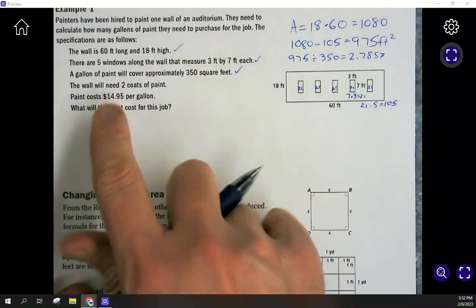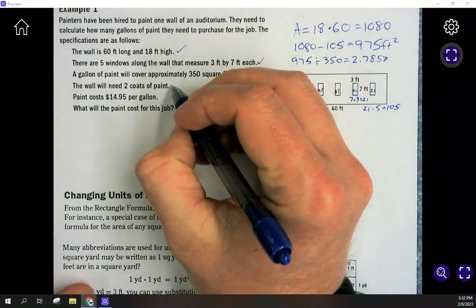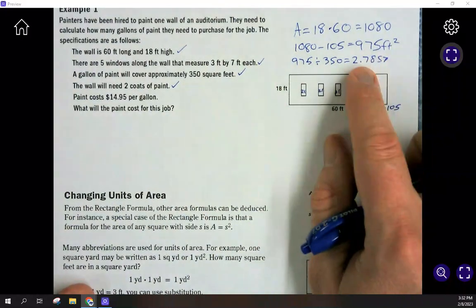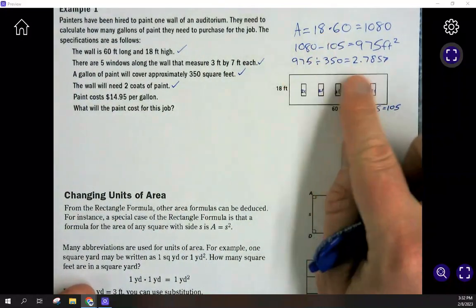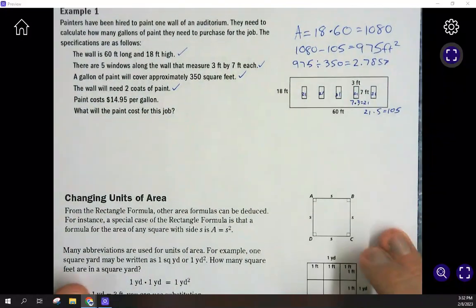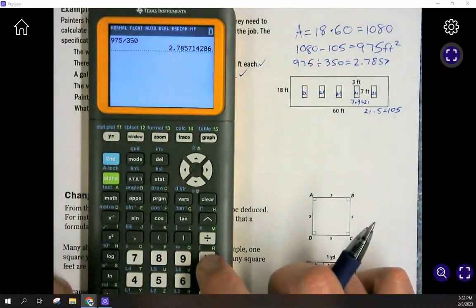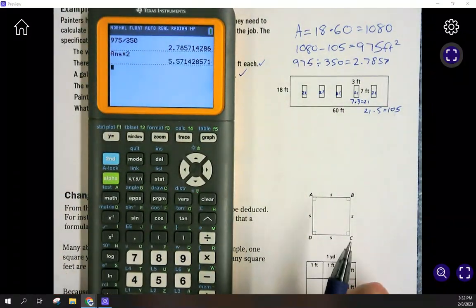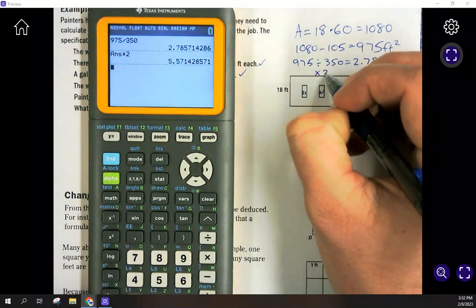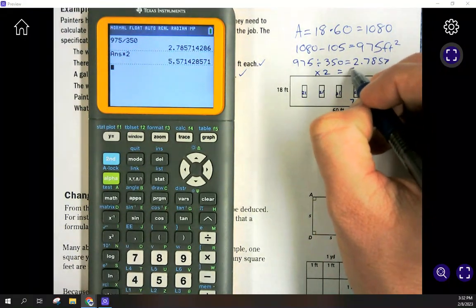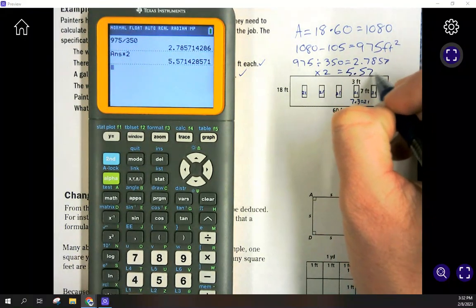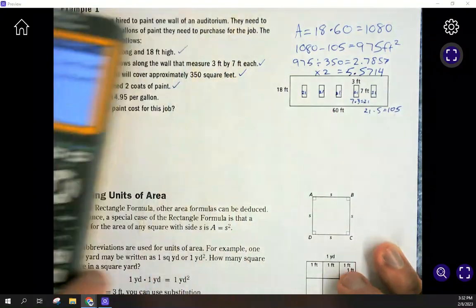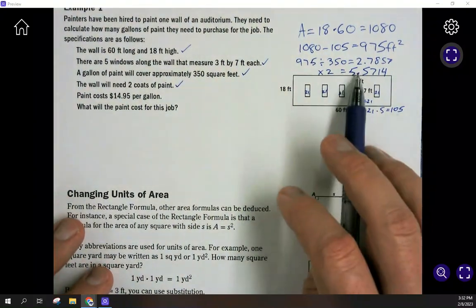But then they give you more information. The wall is going to need 2 coats of paint. So this is how many gallons it would take just to paint it once. We've got to paint it twice, 2 coats. So let's take this number and times it by 2. So times 2 now is going to equal 5.5714 gallons of paint. So that's how much we have to buy.